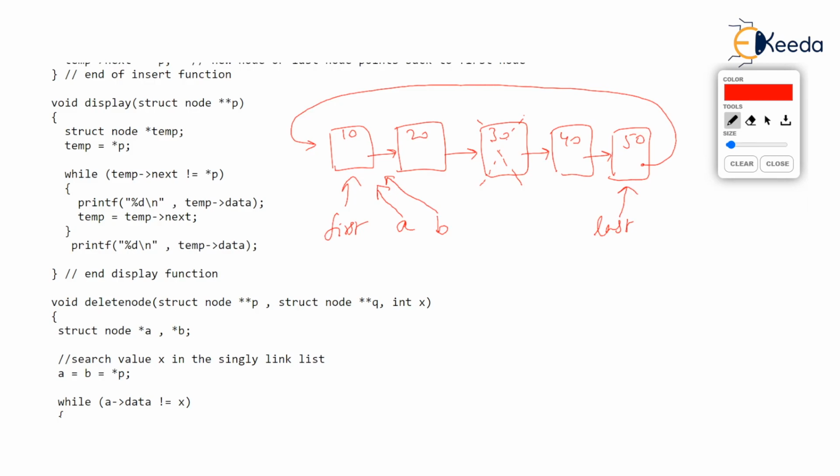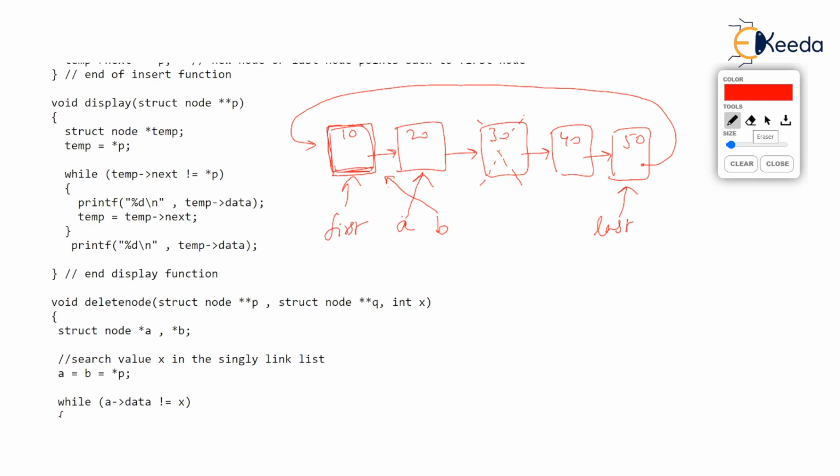Let's see. Once A and B are at 10, we will ask this node, wherever A is pointing, are you storing 30? And this node says, I am not storing 30. So surely this is not the node we want to delete. So we will ask A, you better point to the second node, because the first node is not storing 30. So you point to the second node.